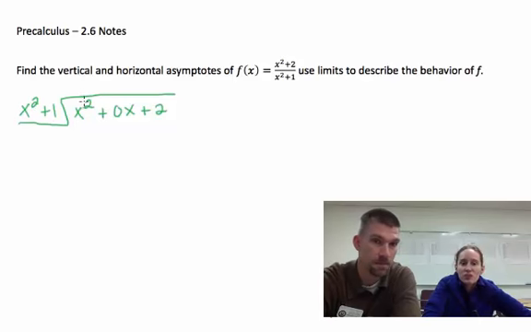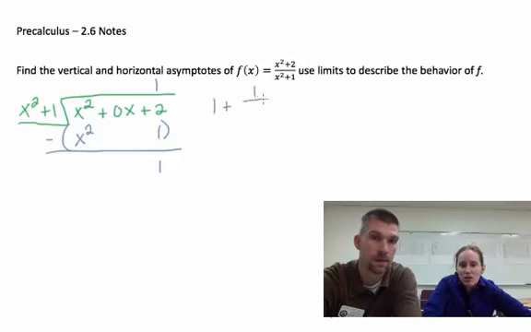Okay, so x squared times what gives us x squared? 1. So that's going to end up way over here. And so what we do is we multiply x squared plus 1 times 1. We get x squared. 1 times 1 is 1. But we're going to subtract all of it. So x squared minus x squared is 0. 2 minus 1 is 1. And so we end up with f of x being 1 plus 1 over x squared plus 1.